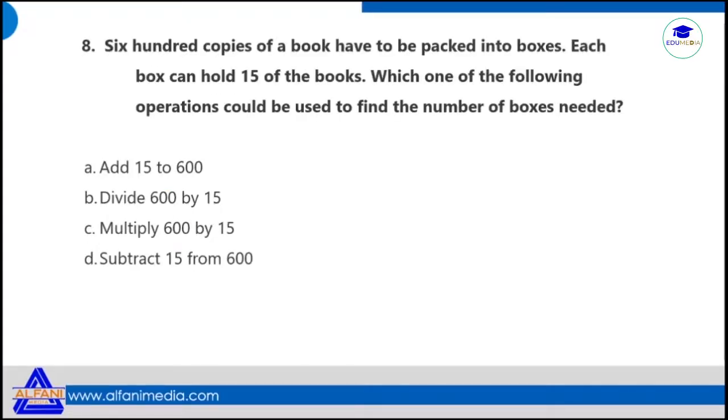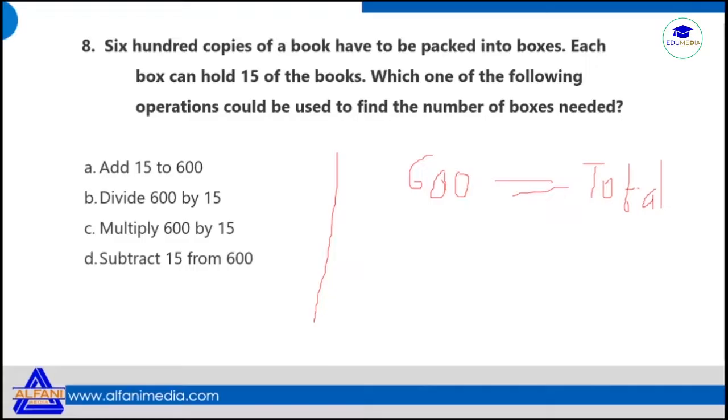All right, so the next question is question number 8. 600 copies of a book have to be packed into boxes. Each box can hold 15 of the books. Which of the following operations could be used to find the number of boxes needed? All right, so we have 600 books, the total number of books that need to be packed into boxes. A box can take 15 books.